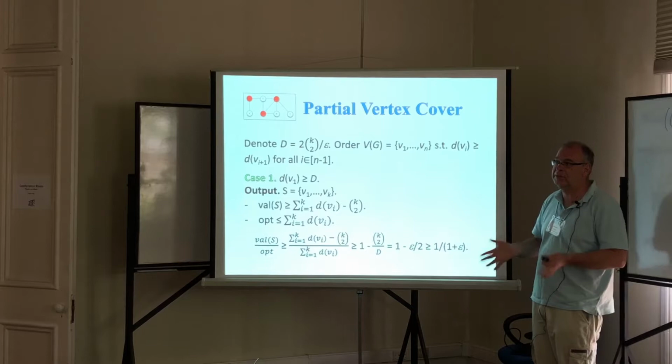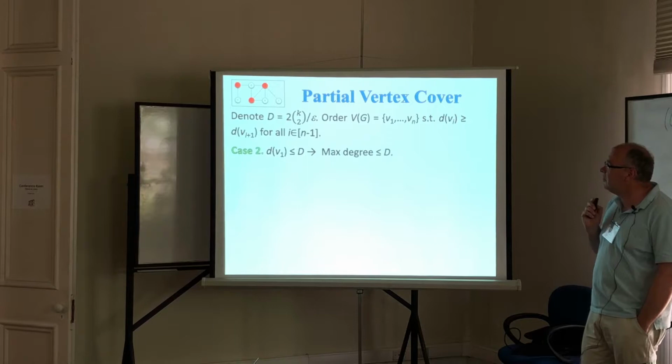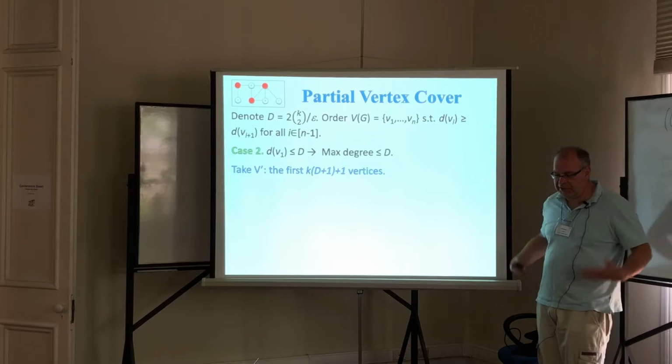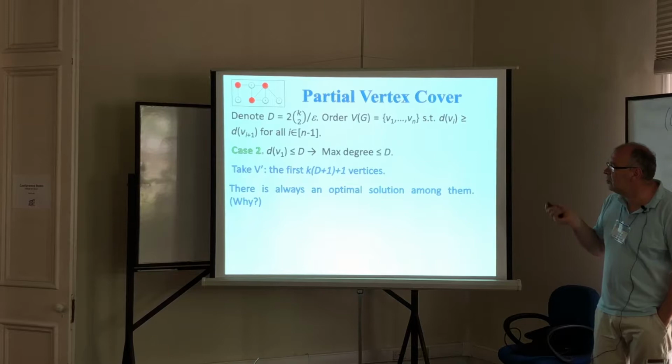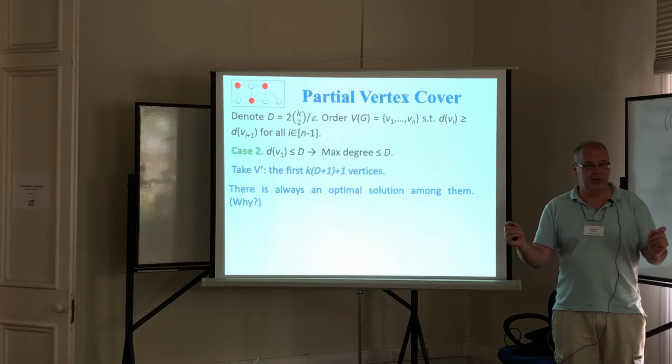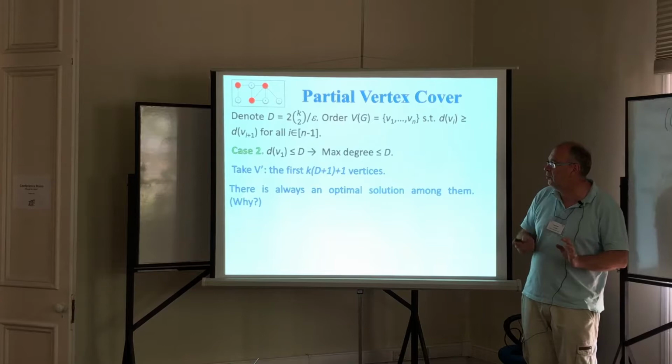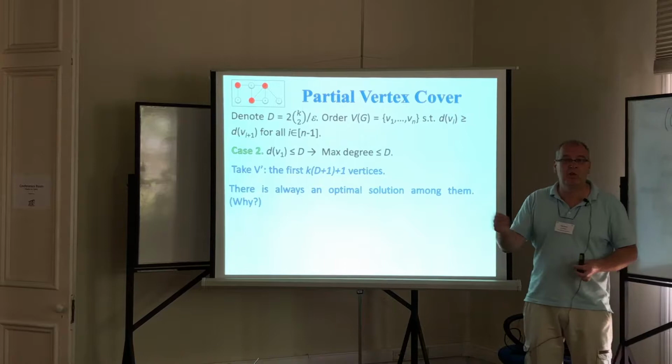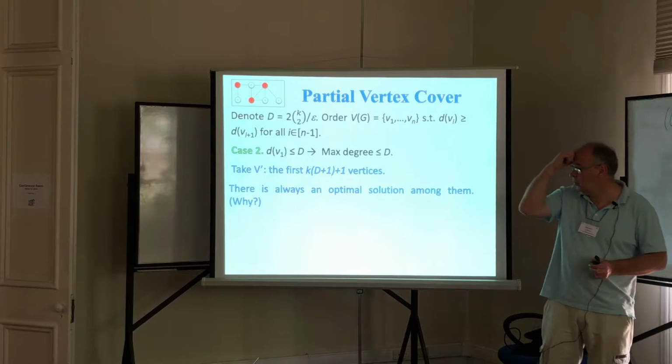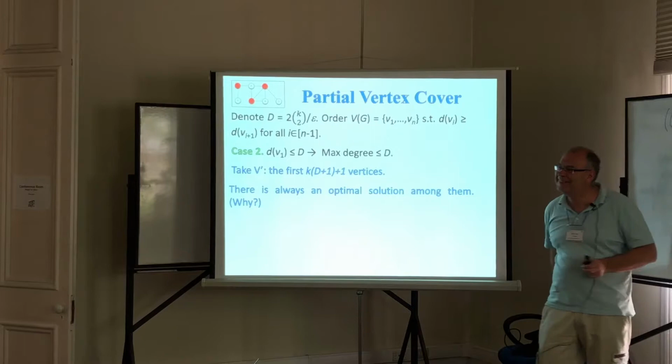Okay, so let's look more carefully at the second case. When I wanted to get an algorithm, I was solving this case explicitly. Now I don't want to solve the problem, I just want to find some approximate kernel. So I just take the first k times d plus one vertices, and I claim that there is always an optimal solution there. Do you see why? Or are you already exhausted this week of all possible algorithms? This is not difficult. So why?